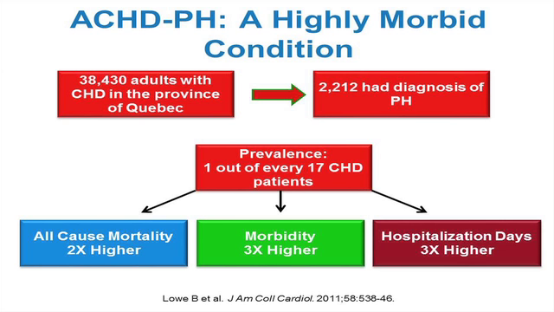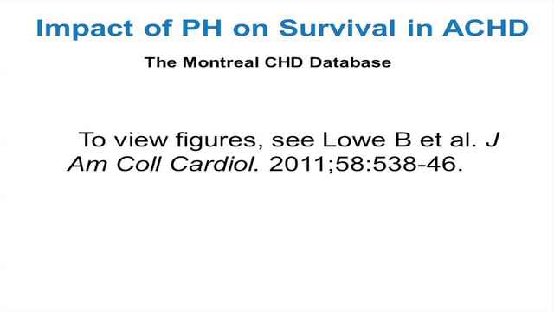And what he found was that mortality was twice as high, morbidity was 3 times as high, and hospitalization days were about 3 times as many. So having this particular diagnosis in concert with congenital heart disease really increased the morbidity and mortality. Now, this is the other way that they looked at it, which were mortality curves here, survival curves, and this is where it becomes scary.